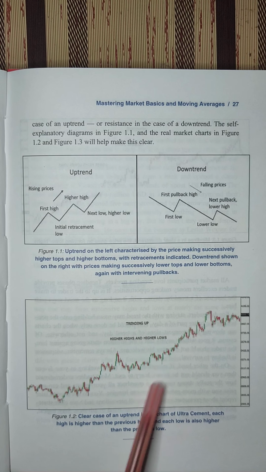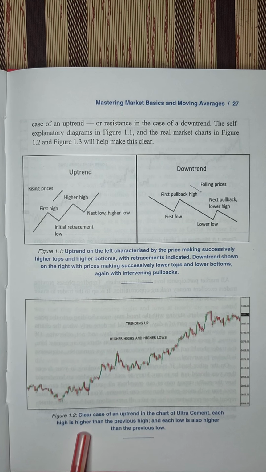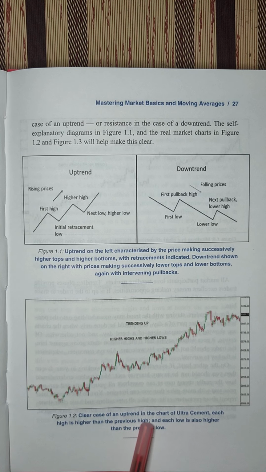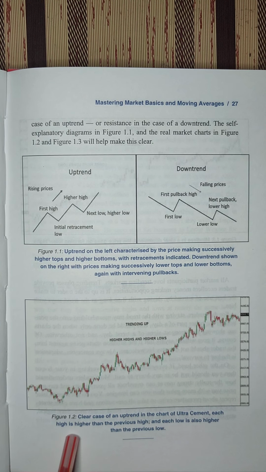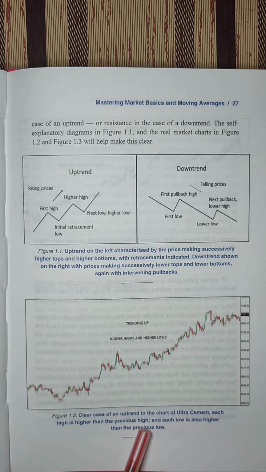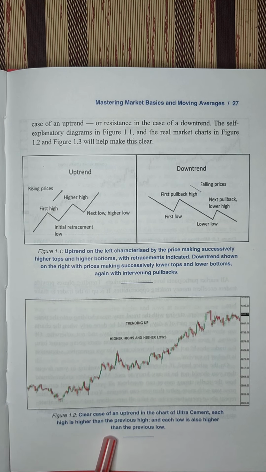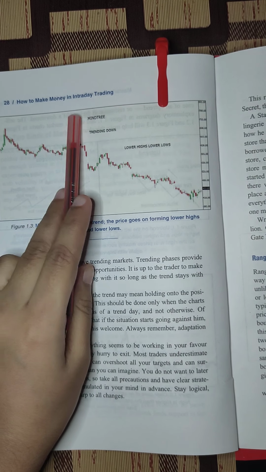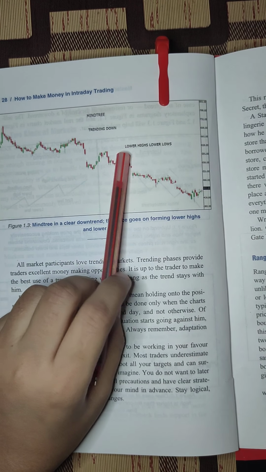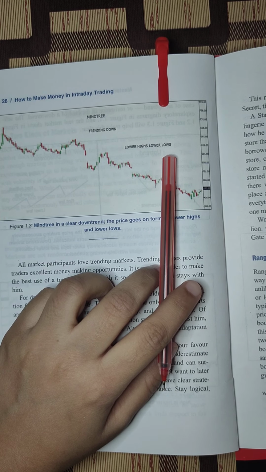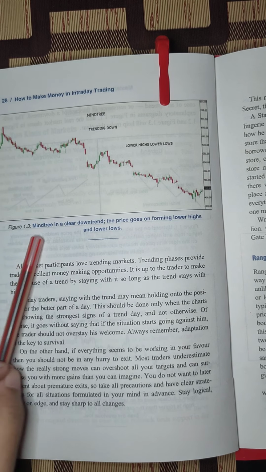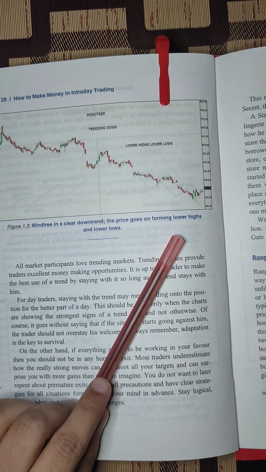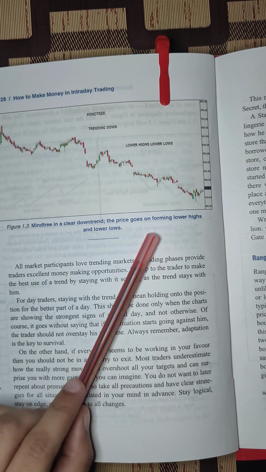Trending up, higher highs and higher lows. Clear case of an uptrend in the chart of UltraTech Cement. Each high is higher than the previous high. Each low is also higher than the previous low. Page 28, how to make money in intraday trading. Mindtree trending down, lower highs and lower lows. Mindtree is a clear downtrend. The price goes on forming lower highs and lower lows.